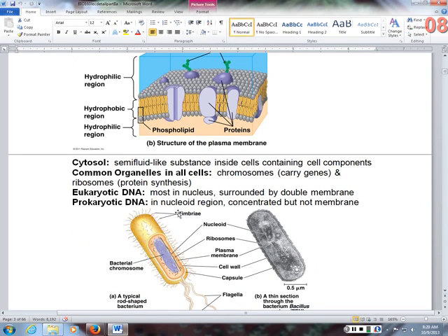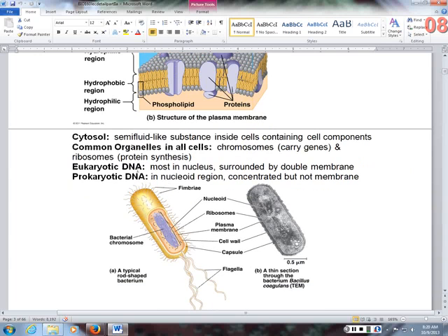So some common organelles that you're going to see in all cells. Chromosomes aren't really an organelle, but they got lumped into this category. They're going to carry genes, and then ribosomes. So you'll have that across the board in all the cells.